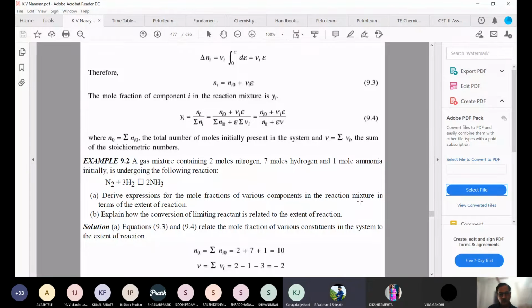एप्सिलॉन के फॉर्म में क्या? हाँ, एप्सिलॉन के फॉर्म में रहेगा. Epsilon is not known, so we have to find out y as a function of epsilon. Okay, करो. This example 9.1 जो मैंने derive किया अभी has appeared in the final exam sometime in the past. Find out what is y nitrogen, y hydrogen, and y ammonia in terms of epsilon.